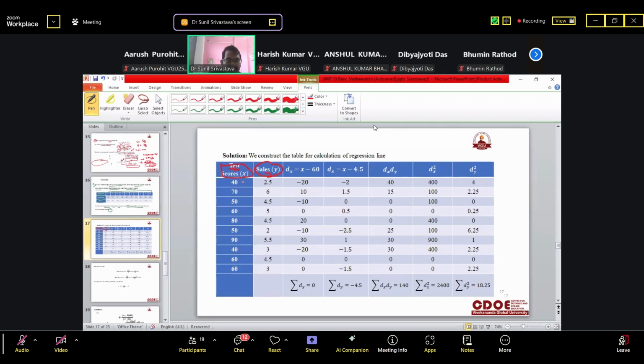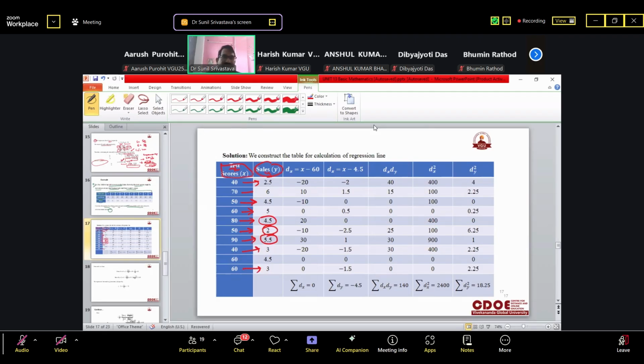And regarding the sales: when the test score is 40, sales is 2.5; 70, sales 6; test score 50, sales 4.5; test score 60, sales 5; test score 80, sales 4.5; test score 50, sales 2; test score 90, sales 5.5; 40 for 3, and 60 for 3 also.